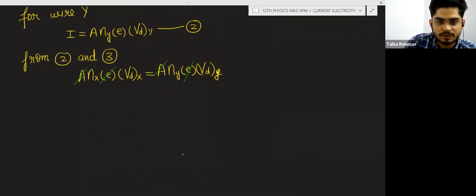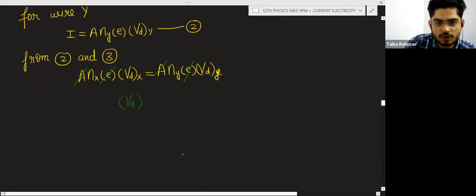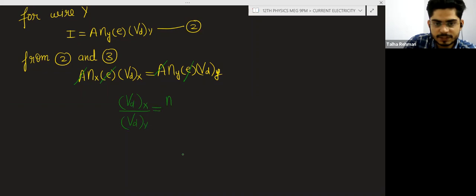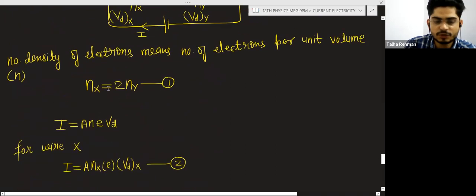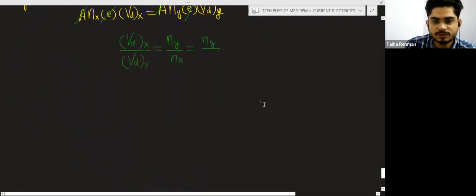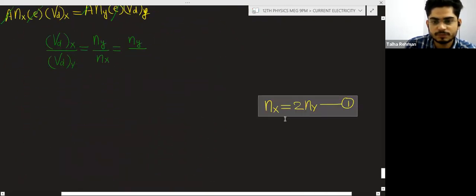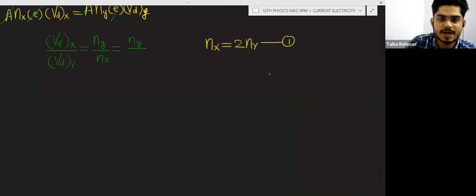In wire X, ratio of drift velocity in wire X to drift velocity in wire Y, you will get number density of electron in wire Y by number density of electron in wire X. Number density of electron in wire Y is n, and number density of electron in wire X is 2 times n. You can use this equation: instead of n_X, you can put 2 times n.